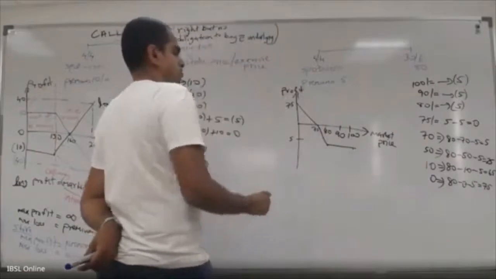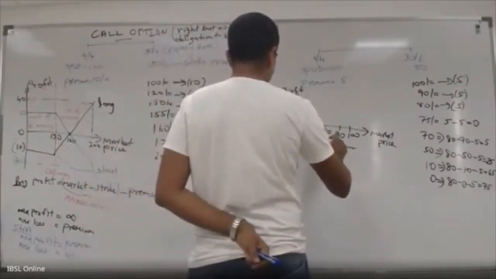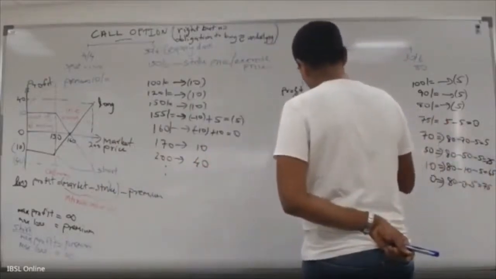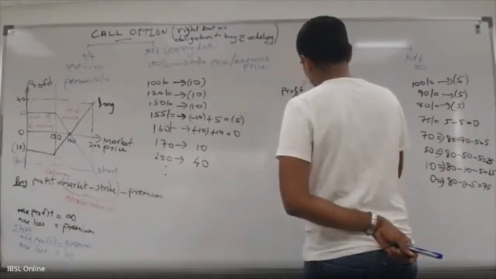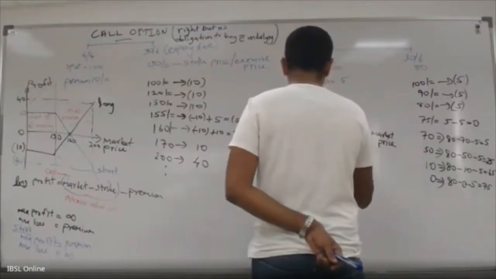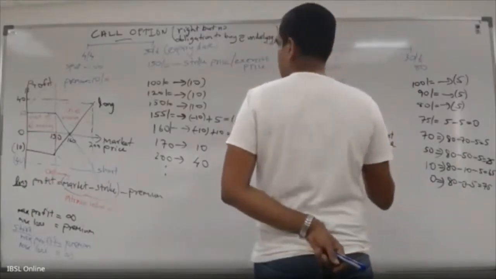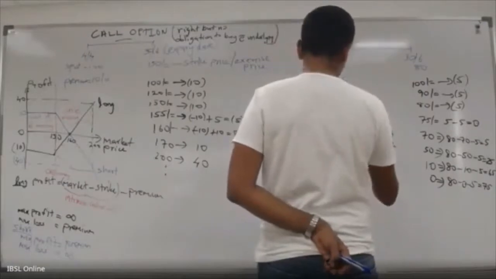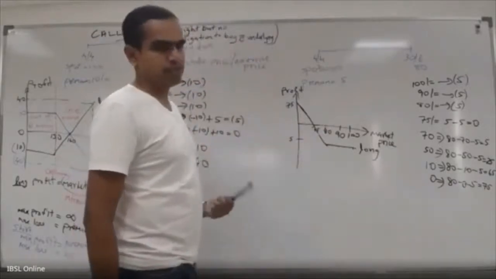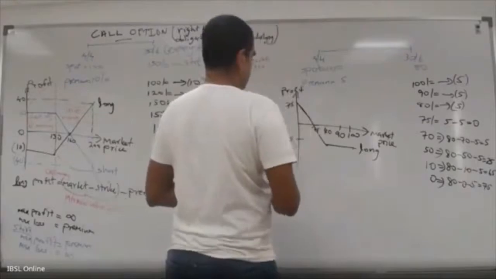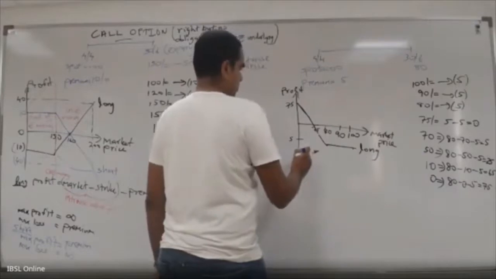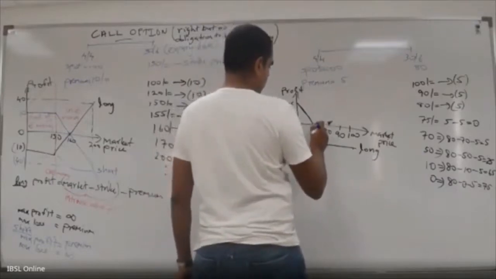In this case, I have sold this product, so I am short. This is for the long. So when the long makes a profit, I make a loss. When the long makes a loss, I make a profit. Meaning below 75, I will lose. So at 75, I will break even.